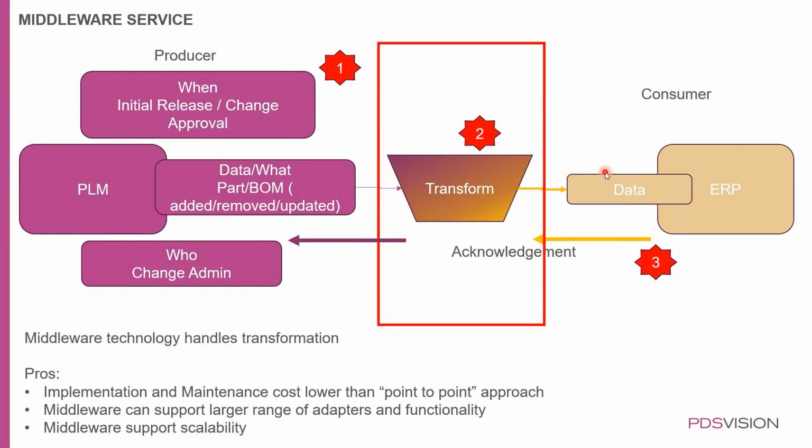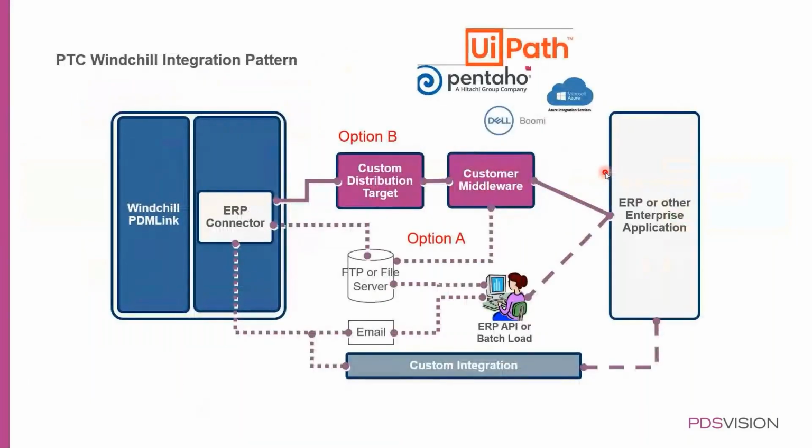When we look at this middleware service, this is where we come down to what PTC has done. Within the PTC Windchill stack, there is a layer in between called the ERP connector. It does all the work necessary to assemble information about all the changes that are happening regarding your bill of material. So it's able to produce the details regarding what change has happened that is approved, and therefore what parts have been added, deleted, or updated. It is able to assemble that level of information.